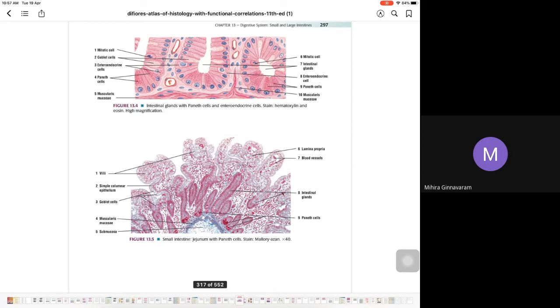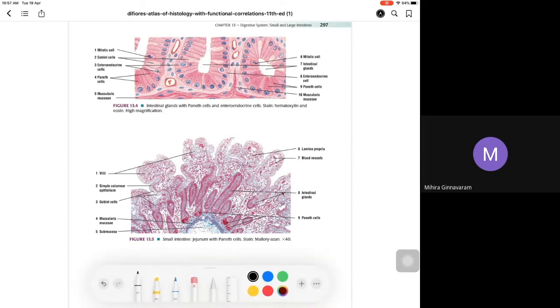So you all know what is goblet cell. Goblet cell is a mucin secreting cell, and that will be a flask-shaped cell with a peripherally placed, pushed or compressed nuclei. So that is the goblet cell. The cytoplasm usually will be clear.